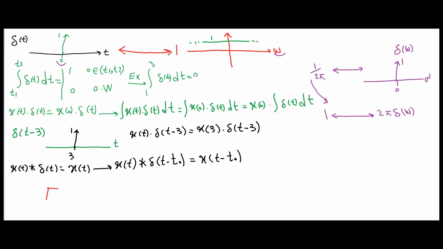Another important point is that if you have an LTI system and you apply a unit impulse to this system as the input, the output is represented by h of t. This output is called the impulse response, and this impulse response is very important in analyzing and studying LTI systems.